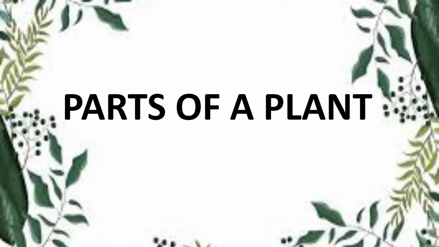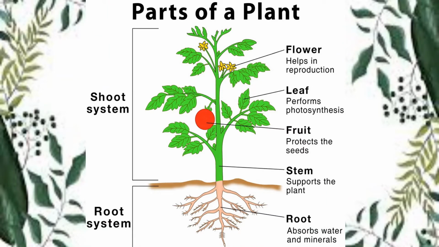So today let us start the chapter parts of a plant. What are the parts of a plant? See, the plant consists of two systems, the shoot system and the root system. The shoot means the upper portion and the root means the lower portion that remains below the ground, right? So the shoot system of a plant consists of what? It consists of flowers, and it contains the stem. This is the stem. The shoot consists of the stem, and the roots consist of the roots.